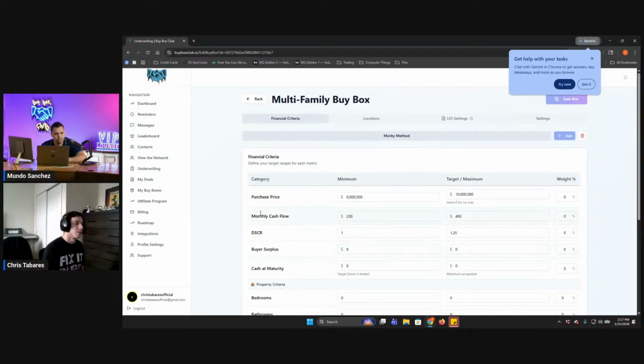But no, this is monthly cash flow. So that's year one. Actually, I'm sorry, cash on cash is yearly. It's not monthly. So what's the math I would need to do to figure this out?